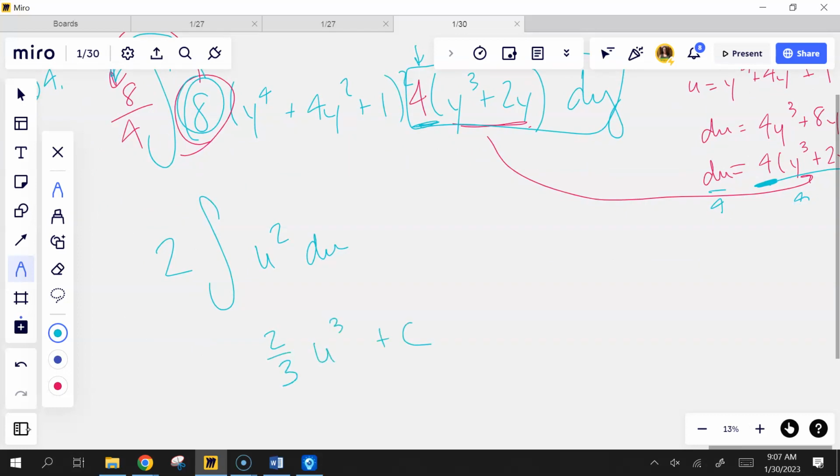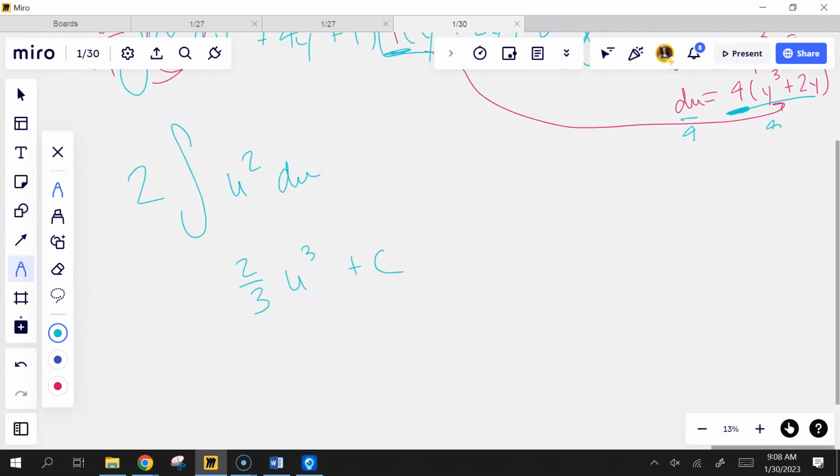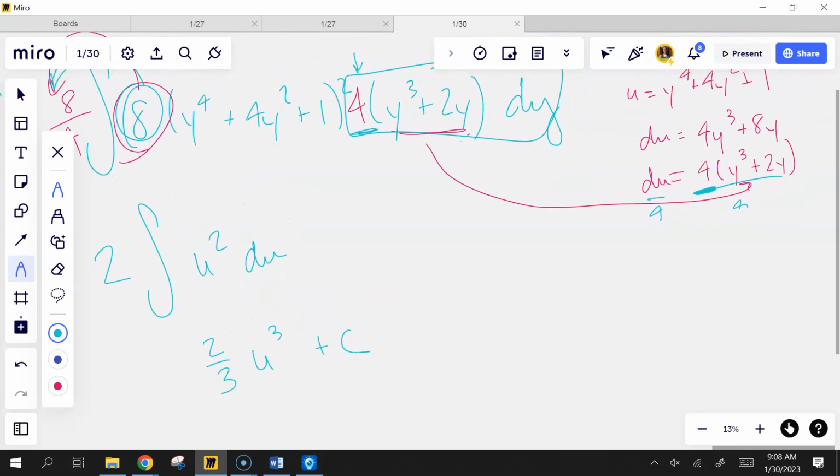2/3 u cubed plus c, and then just plug that u back in. We will practice with this tomorrow and possibly the next day as well. It's because it's 2/3. Yeah, 1/3. That 2 was out here, so I did 2 times 1/3 u to the third. Antiderivative of u to the second: add 1 to the exponent and divide.